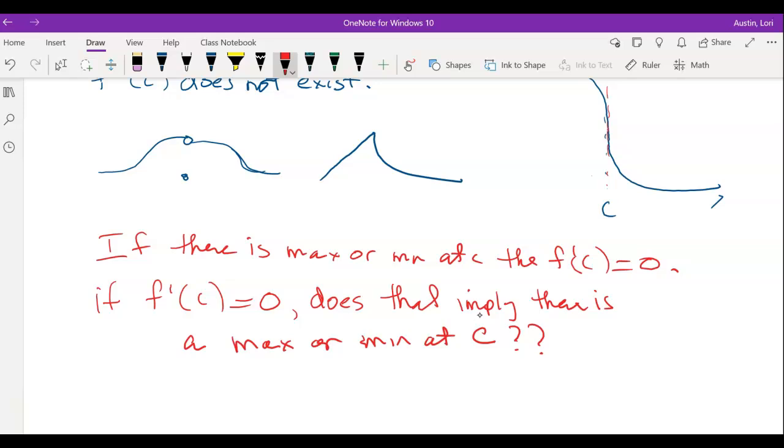What does it look like? So that's what I want you to think about for a minute. When you get a question like this, you have to come up with some counter example, right? You got to come up with a situation where the tangent line is horizontal, because that's what f prime of C equals 0 means, but it's not a max or min.